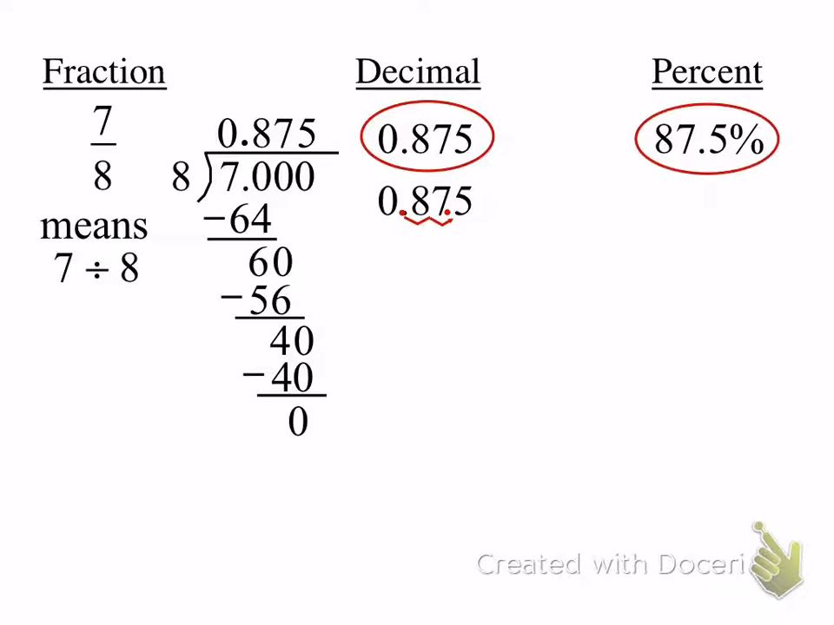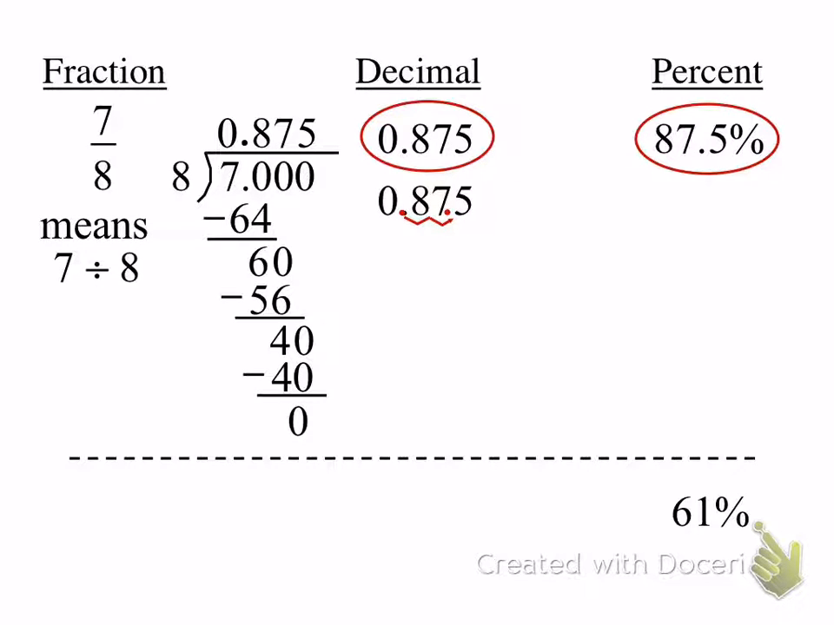Now you can leave it like this. You don't need to write it as 87.5%. Either is fine. You can convert that to the fraction. Okay, what do I do here to convert it? Step 1.